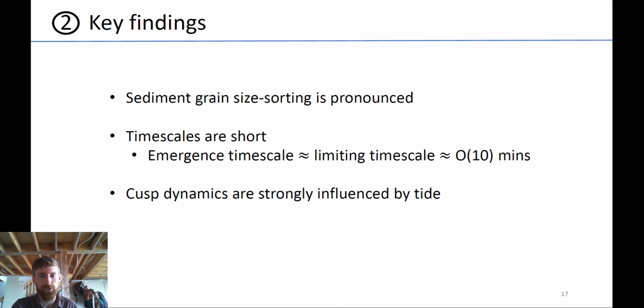And the cusp dynamics are strongly influenced by the tide through the rate of change of the shoreline position, through the position of the shoreline, and through the position of the shoreline relative to any pre-existing morphology. All of these things appearing quite important.